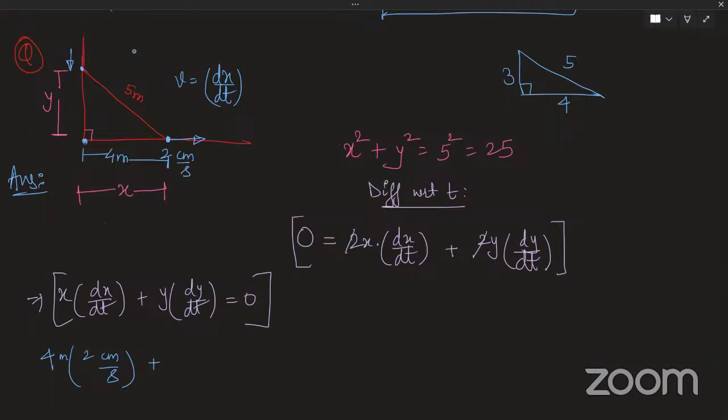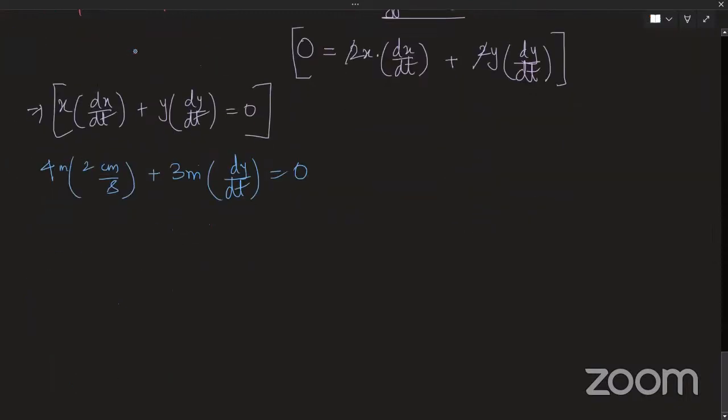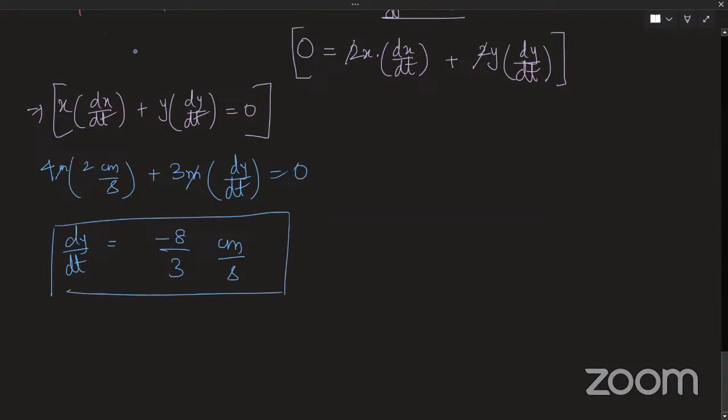Fine. So it will be 3 meter into dy by dt, that is what I am asked to find out, is equal to 0. So this meter and meter will get cancelled, centimeter per second will remain. So what will be my value of dy by dt? It will be minus 8 by 3 centimeter per second. Right? Everyone? Yes, sir. Got it?